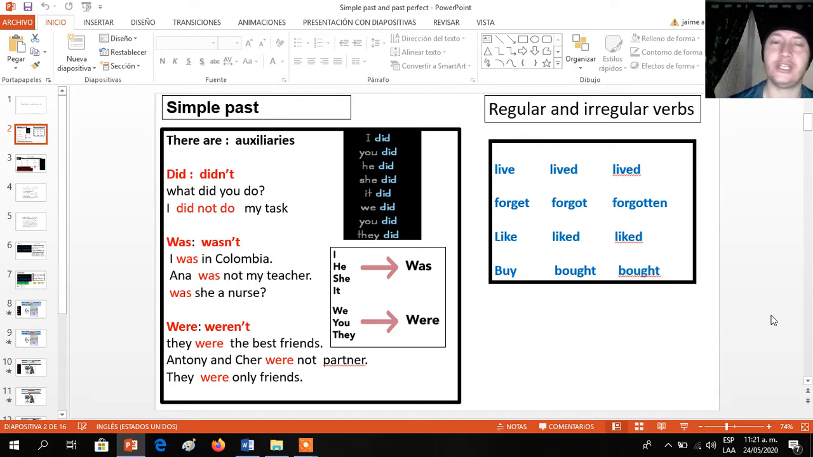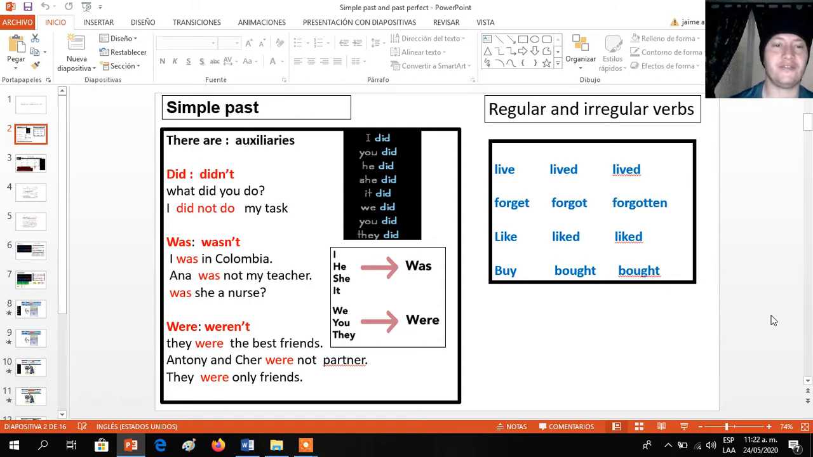You have to use the auxiliary did with all the personal pronouns. I did, you did, he did, she did, it did, we did, you did, they did. And the other auxiliaries that are very important in this kind of grammar tense are was and were. Was in interrogative and wasn't in negative. I was in Colombia. In this case, the was is not an auxiliary, it is a verb. Here, Anna wasn't my teacher. It is the negative.